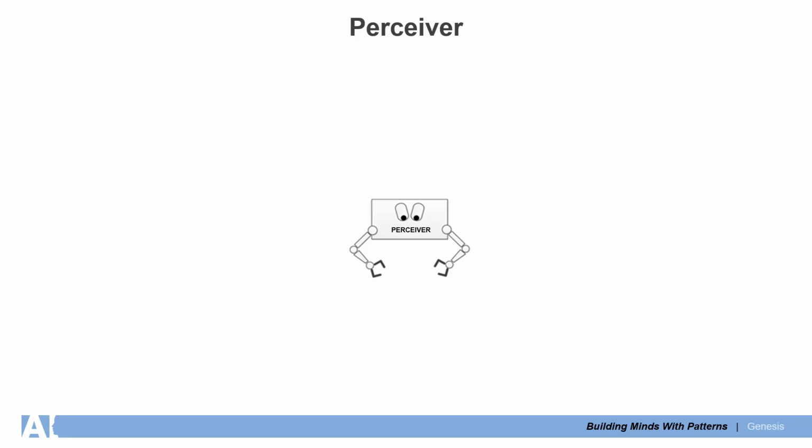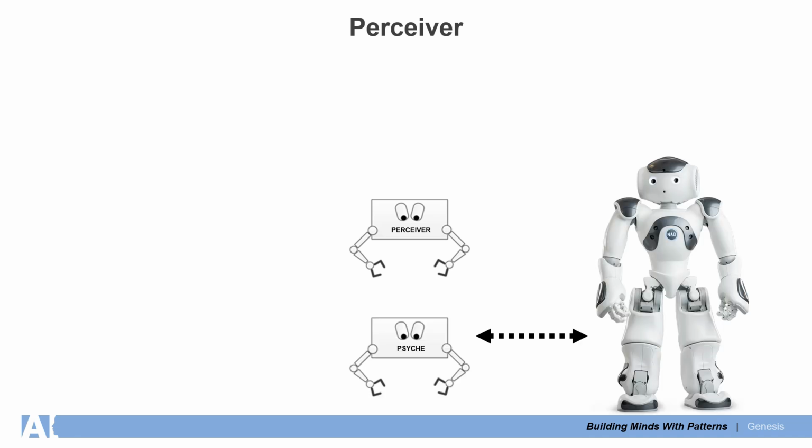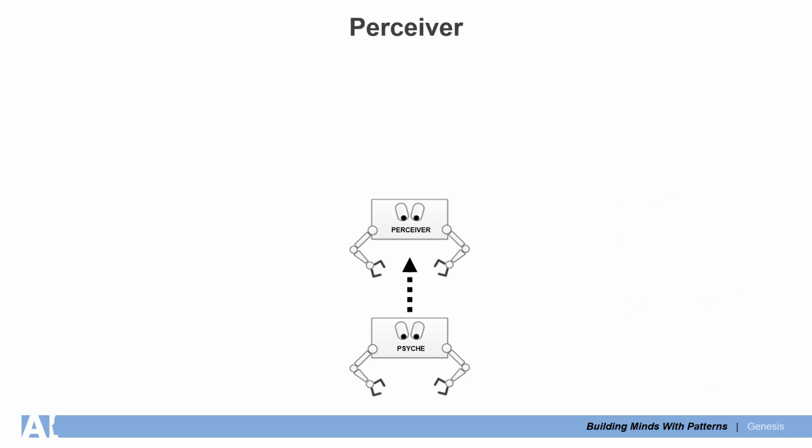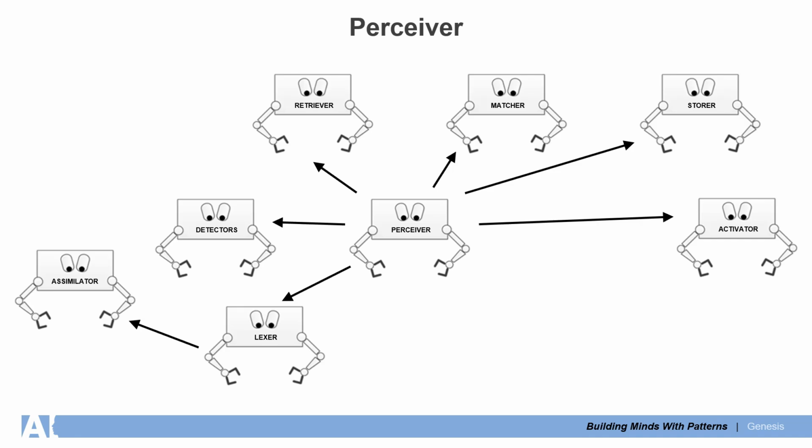The perceiver mechanism orchestrates perception by dispatching messages from the psyche to other mechanisms. When the psyche crafts a message from the device, it forwards the message to the perceiver, which then determines where to forward the message. That's the perceiver's primary job, to orchestrate message delivery within the artificial mind.